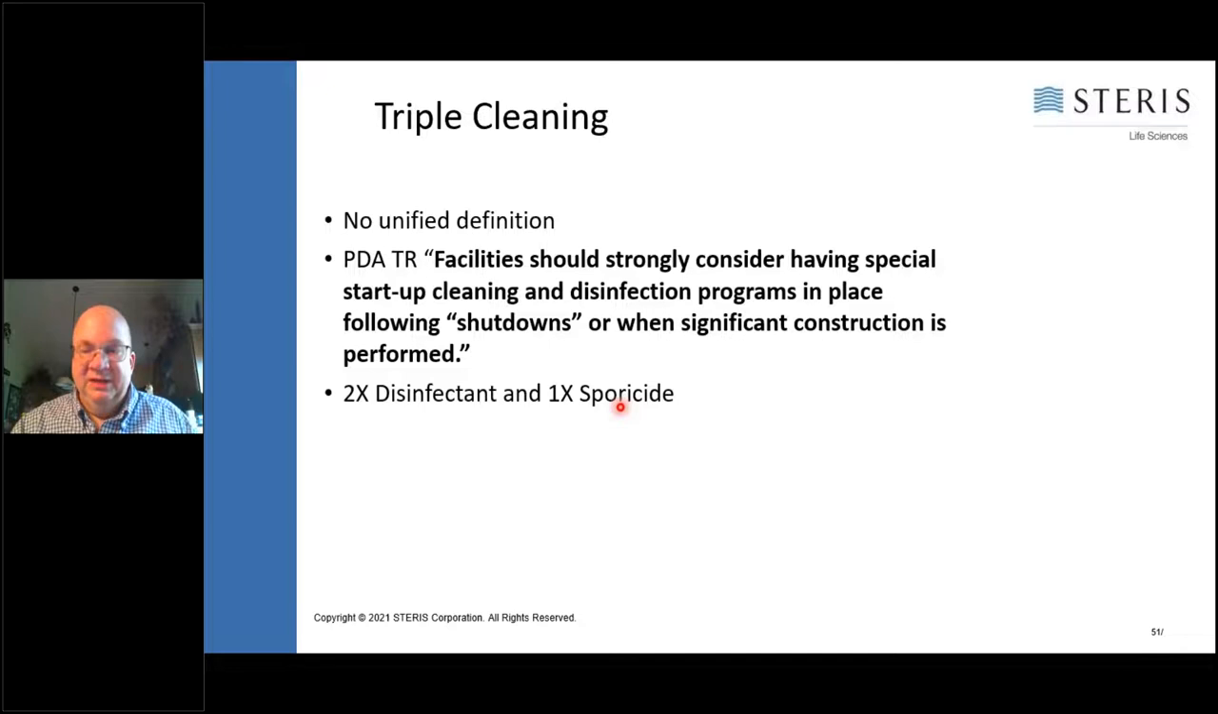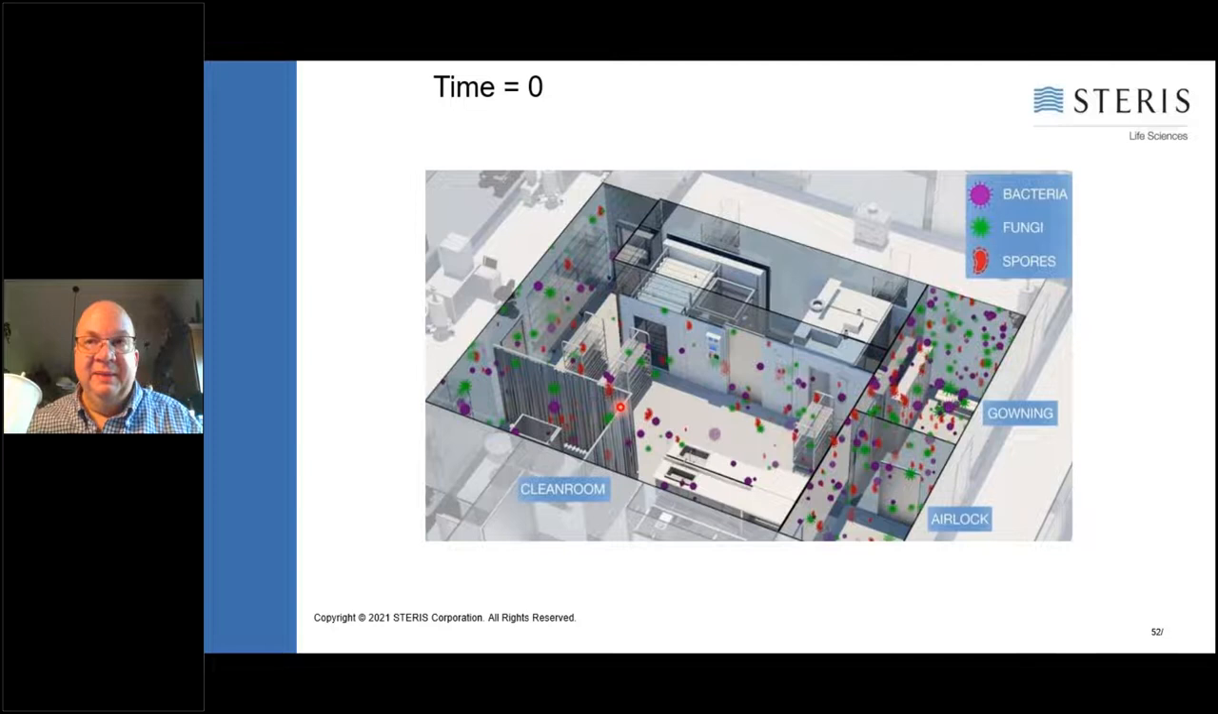So this is a nice schematic of a facility with a lot of contamination post-construction. As you can see here in the upper right-hand corner, we have a lot of bacteria in the rooms. We have a lot of fungi, a lot of yeast included there, and a lot of spores, bacterial spores. So the facility, as you can see here, is very dirty post-construction. Lots of bioburden.